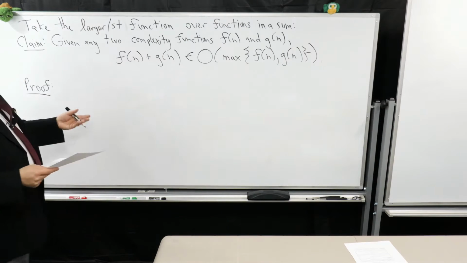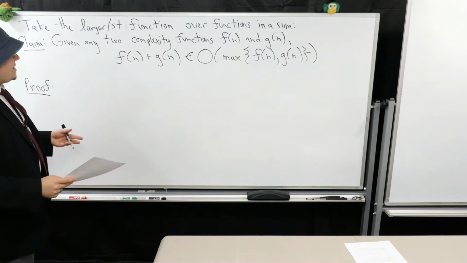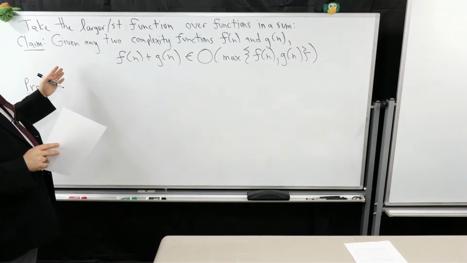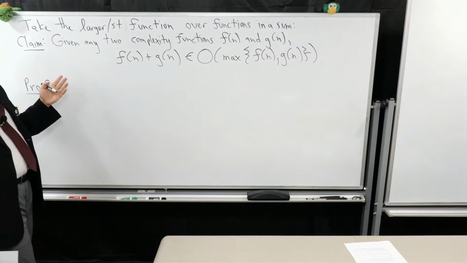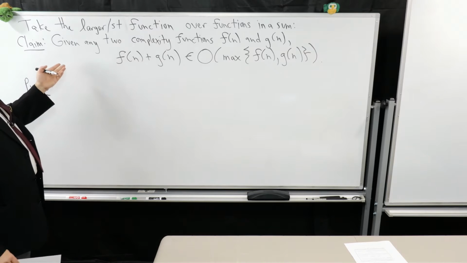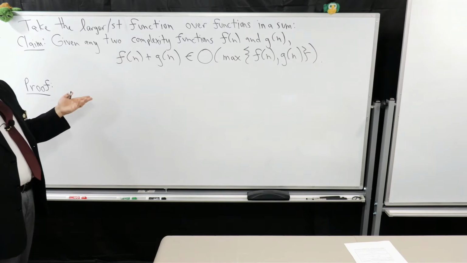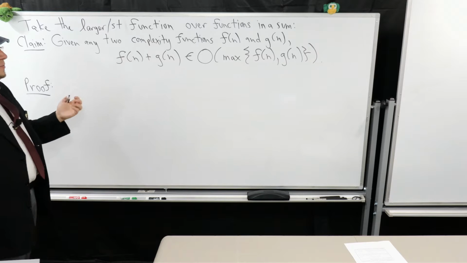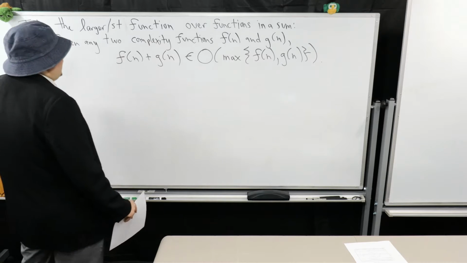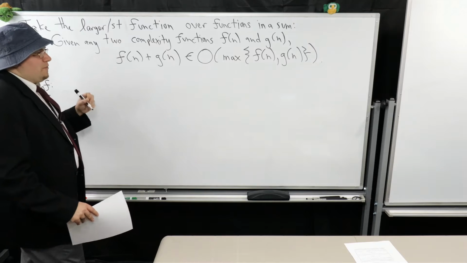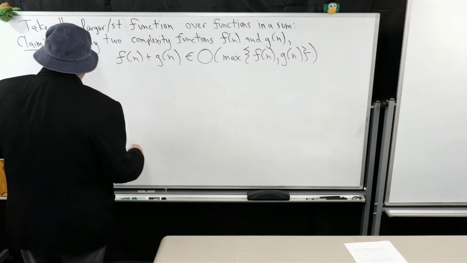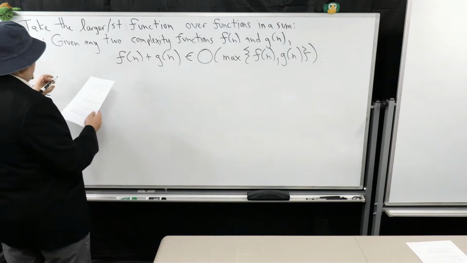So what do I usually tell you I need to do first? I need to prove, right? Now remember, here, do I have anything I can work with as a given? I just know that f and g are complexity functions. So I have to prove this directly involving f and g, but I can't make any assumptions about f and g other than that they're complexity functions. So anyway, let's try proving this.